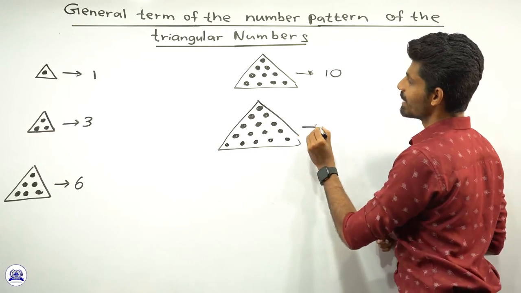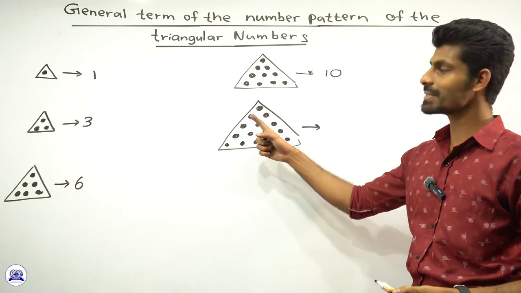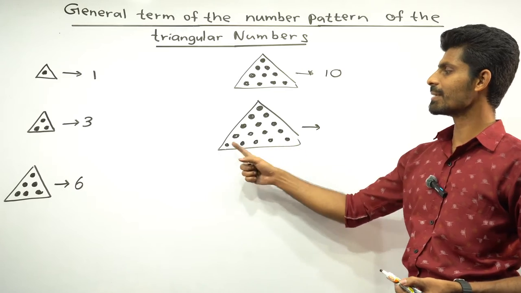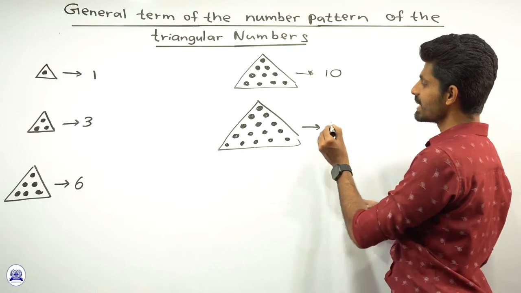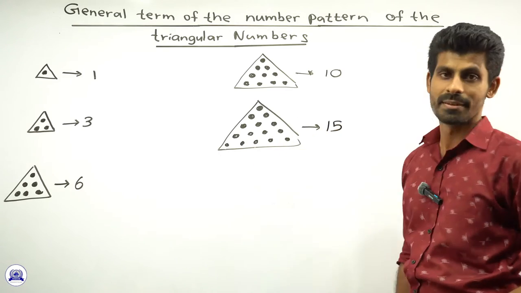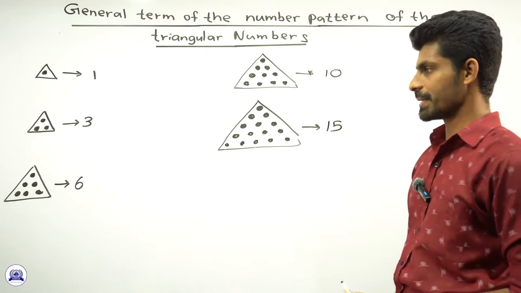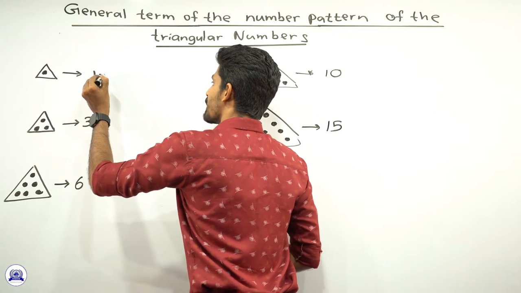Okay. Then what is the triangle number? 1, 2, 3, 4, 5, 6, 7, 8, 9, 10, 11, 12, 13, 14, 15. 15 is there. Right, wait. Now we need to identify the pattern. Look at this one.